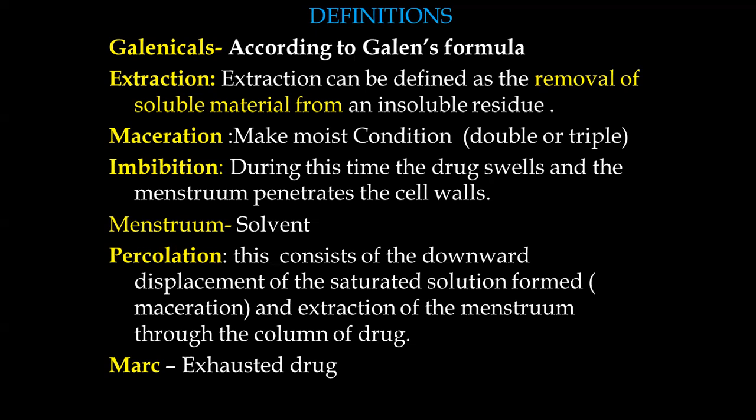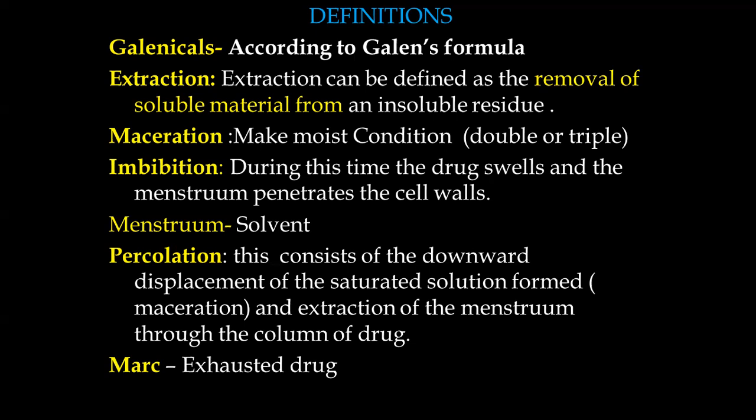For maceration, we have simple maceration, double maceration, and triple maceration. Both double and triple maceration processes are used for preparing concentrated preparations. And imbibition is a part of percolation.